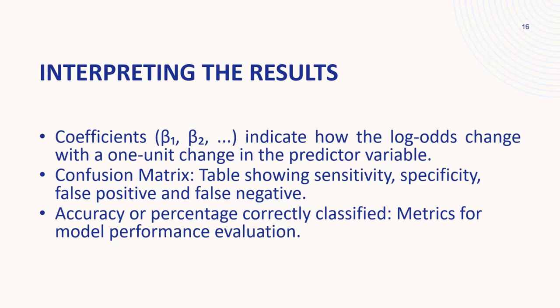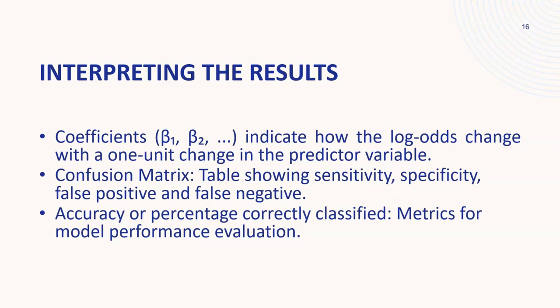Now what is sensitivity? Sensitivity is correctly classified events by total number of observed events. Specificity is correctly classified non-events by total number of observed non-events. False positive is incorrectly classified events by total number of predicted events, and false negative is incorrectly classified non-events by total number of predicted non-events. Here events is probability y equals 1 and non-events is probability y equals 0.